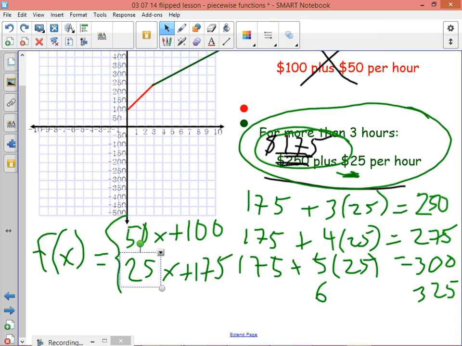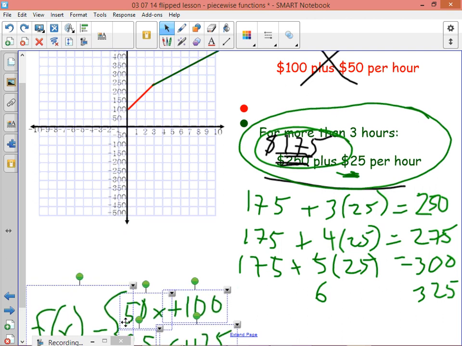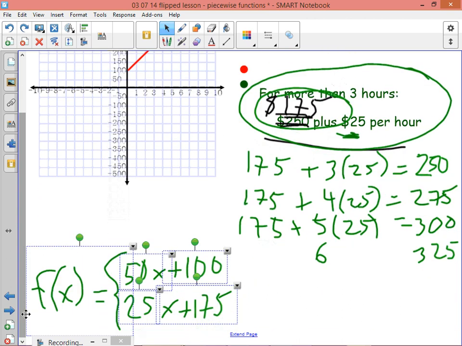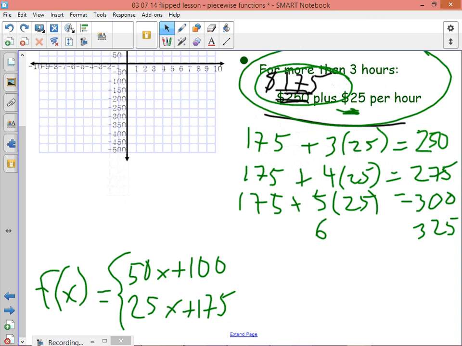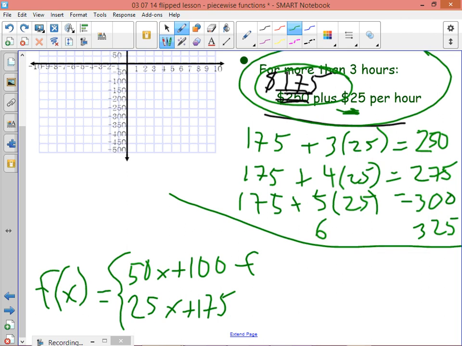Although, what did I do wrong here? In order to be a piecewise function, I need to describe when it should be each of those things. When should I use 50x plus 100? When should I use 25x plus 175? This is 50x plus 100 for x is less than or equal to 3 hours.